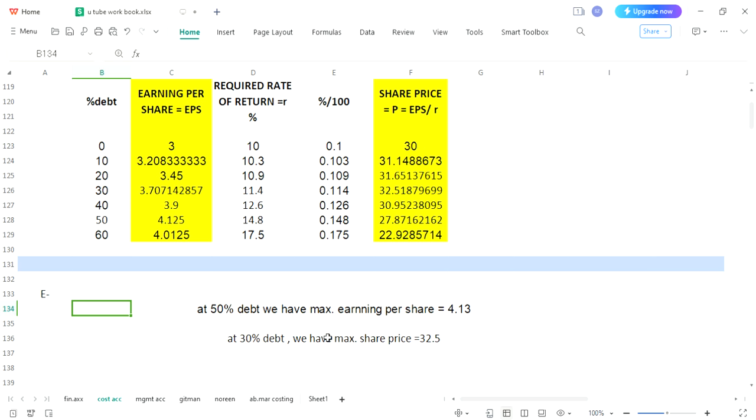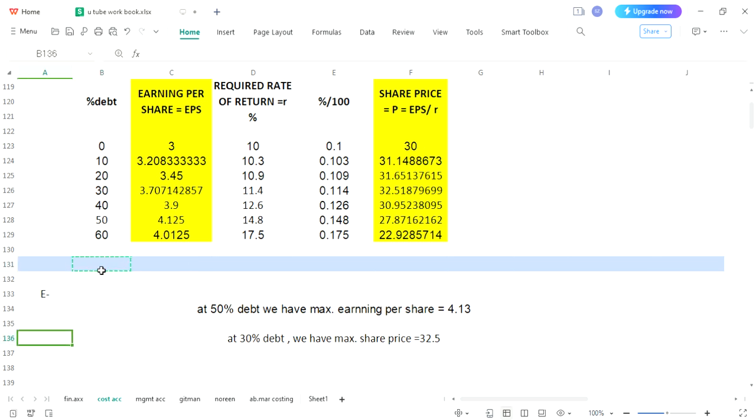But if we are following share price in the market, we can take a loan up to 30%. But more than 30% debt would make it unfavorable for the organization. We have seen 31, 31, 32 continuously increasing at 30% debt ratio. But after 30% debt equity ratio, share price has dropped. So in this way, part E has also been solved, and let's mark it as done.